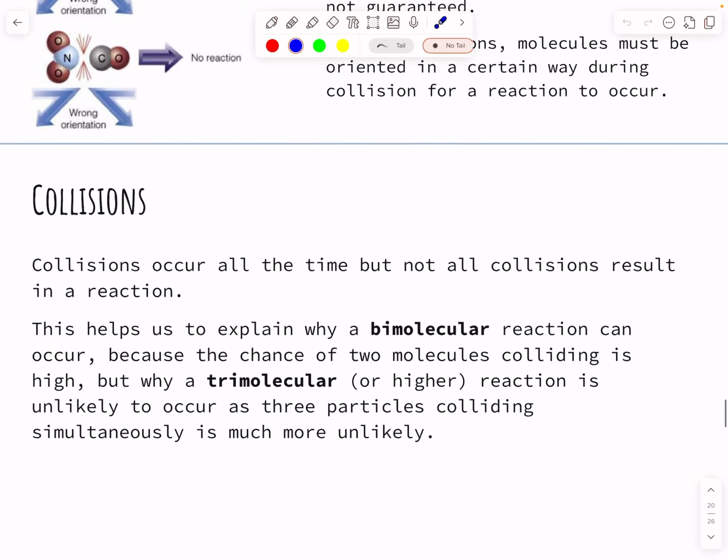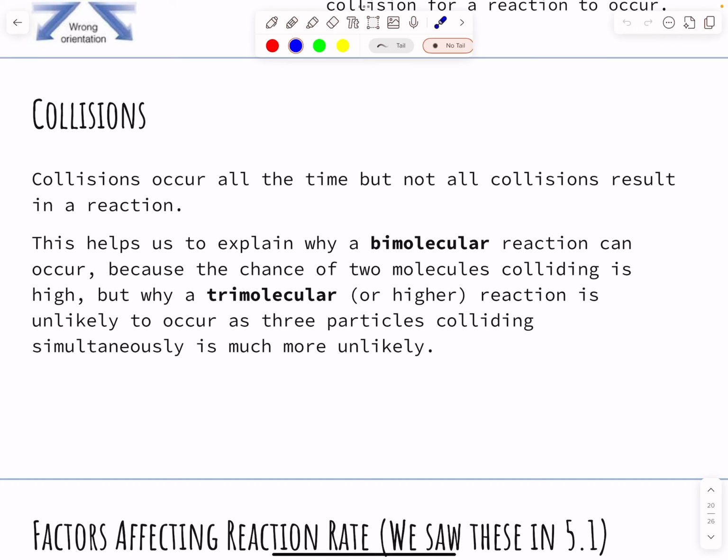So collisions occur all the time, but again, not all collisions will result in a reaction. This explains what we talked about yesterday, why bimolecular reactions can occur, right? Because they can collide at the right energy and the right orientation. But trimolecular, tetramolecular, so unlikely to occur, or at least it's going to occur a lot more slowly, because all three particles combining and reacting at the right energy, at the right orientation, all at the same time is much more unlikely.